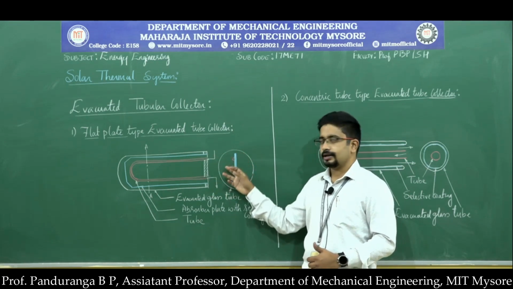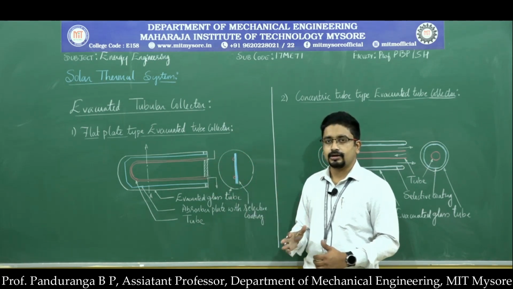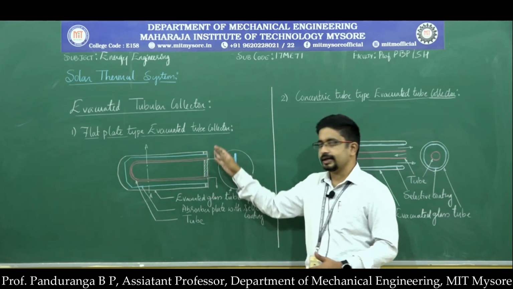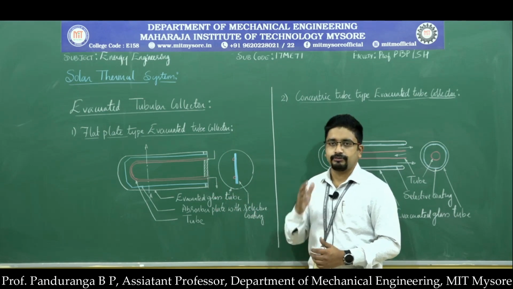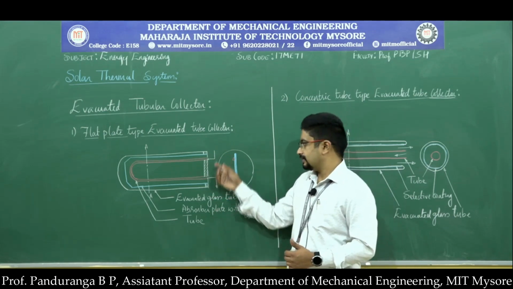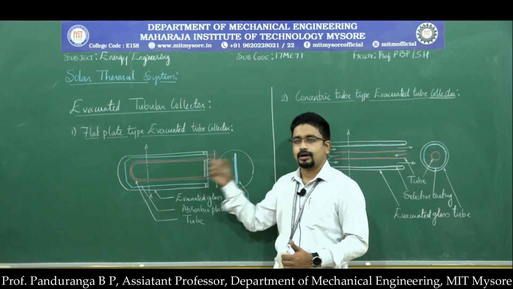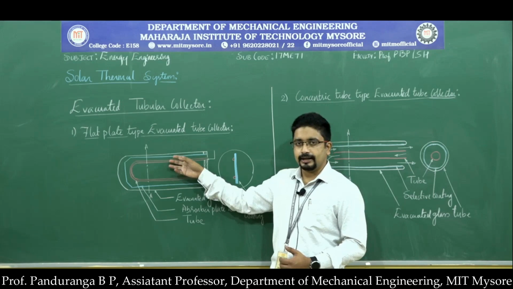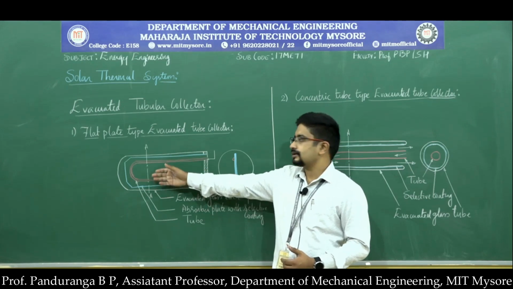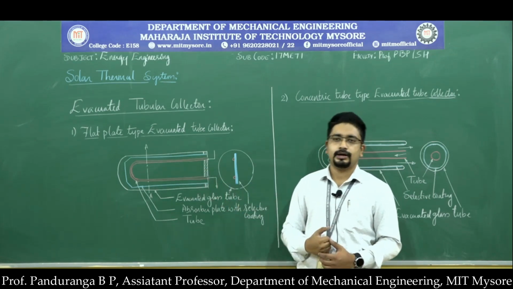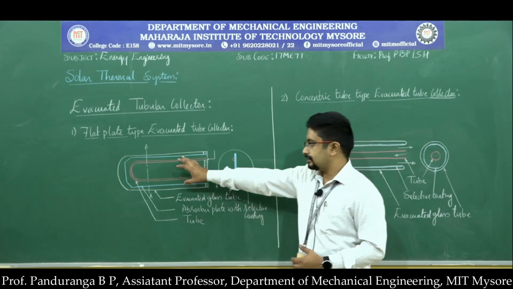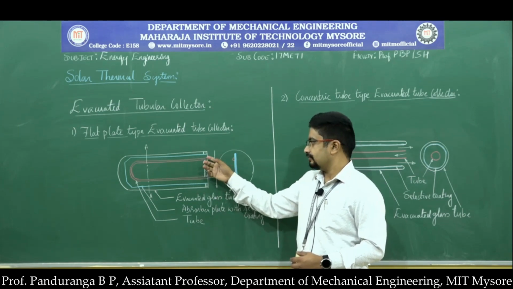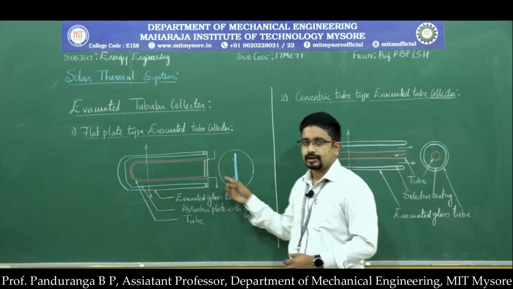You have a large glass tube which is sealed. Here we have the end of the tube, and the other end, which is open to the atmosphere, will be sealed, and the air will be taken out after installing the flat plate collector type tube and absorber arrangement inside the tube. We will remove air from the larger glass tube. Then the water flows here, takes a U-turn and comes out.